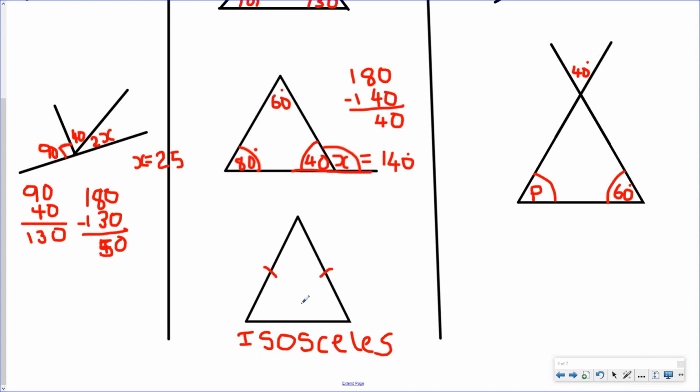Now, isosceles. What does it mean? It means two of the angles or the sides are the same and one is not. Brilliant. So if this angle here is 70, this angle here is also going to be 70 degrees. So if this is 70 and that's 70, what's left over? We get back to 40, because angles in a triangle add up to 180.